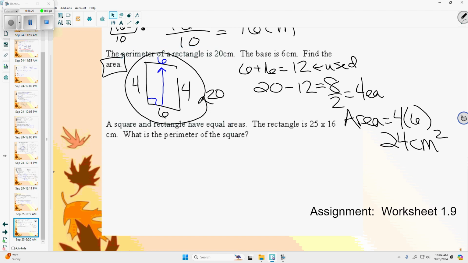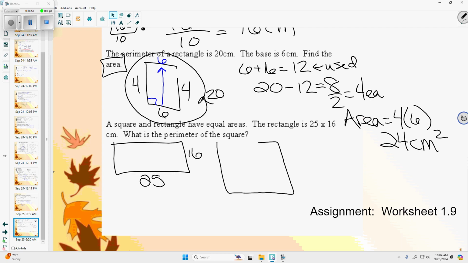The square and the rectangle have equal areas. The rectangle is 25 by 16 centimeters, and I want the perimeter of the square. It's a lot of steps here. I'm going to draw a picture. I'm going to do my rectangle first, because I know things about the rectangle. I know it's 25 by 16. Then I have a square.